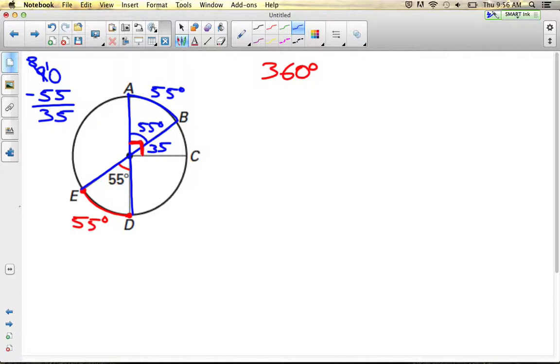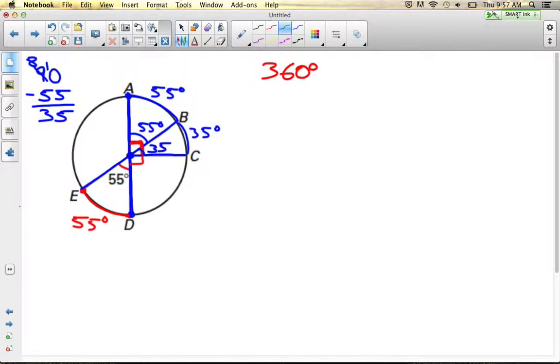So if this angle from B to the center to C is 35, that means this arc should also be 35 degrees. And we also know that this line here goes to the center as a diameter, and a diameter should give us 180 degrees. So if this is 90 already, we know this should also be 90.